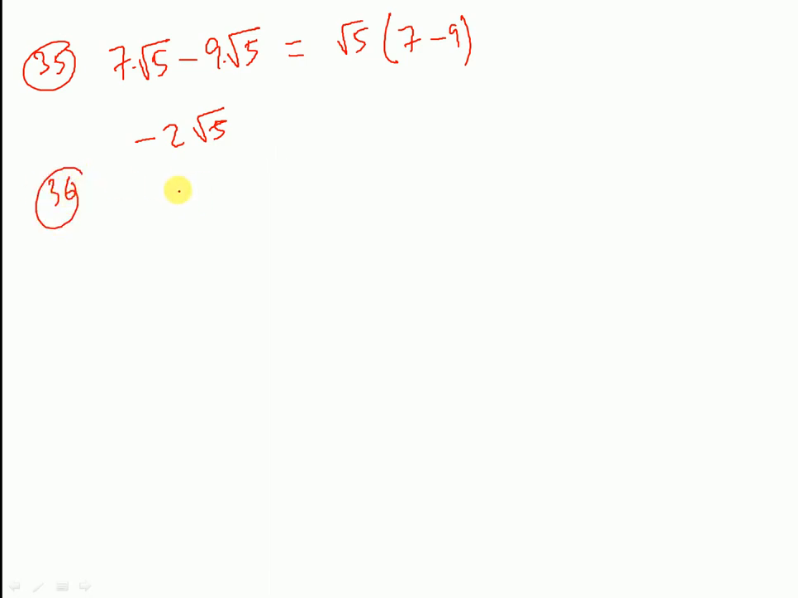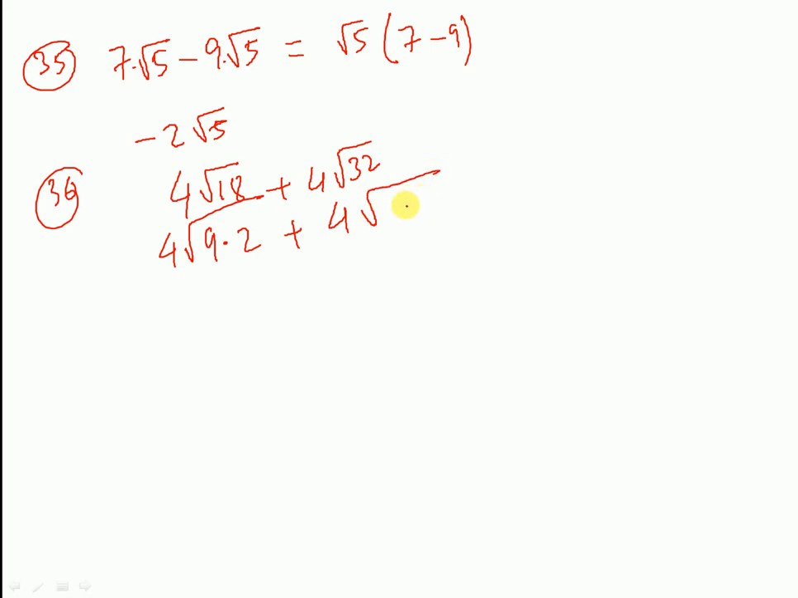36. 4 radical 18 plus 4 radical 32. Now 18, I can rewrite as what? 9 times 2. And this one I can rewrite as 16 times 2. Now 9, I can rewrite as 3 squared. And 16, I can rewrite as 4 squared. 3 squared cancels with the radical, so bring 3 to the outside. And 4 again cancels, bring 4 to the outside.